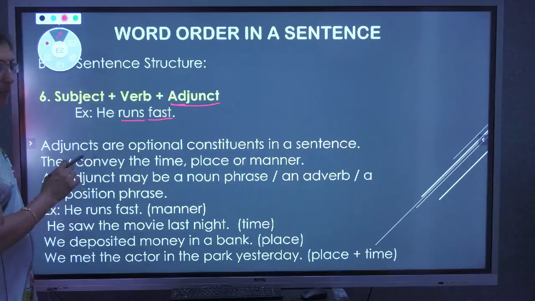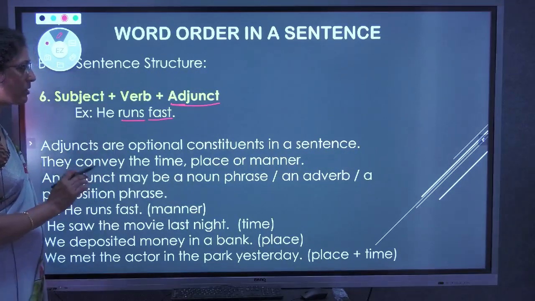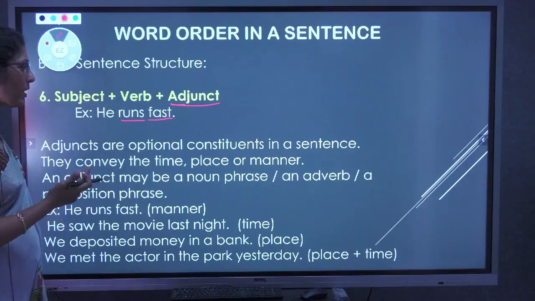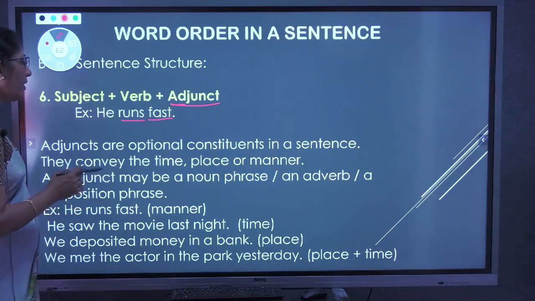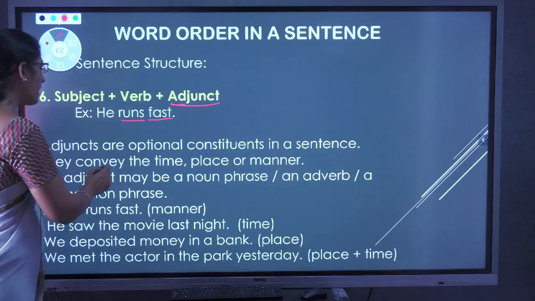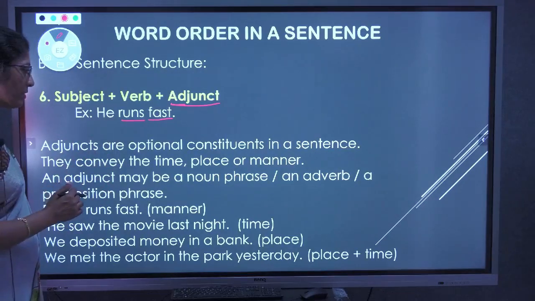Adjunct. Adding something. Okay. So adjuncts are optional constituents in a sentence. Optional means sometimes we have them, sometimes we may not have them. Okay. They convey the time, place, or manner. So an adjunct may be a noun phrase, an adverb, or a preposition phrase.